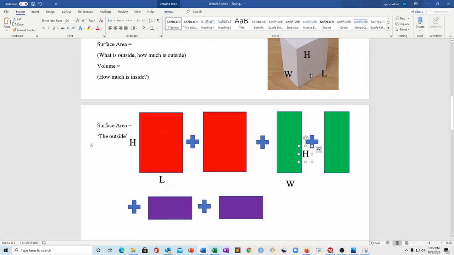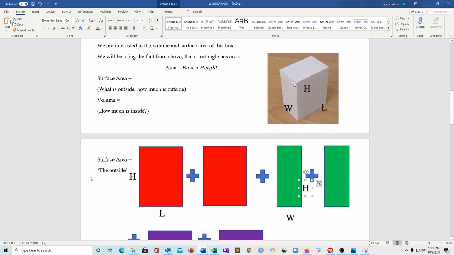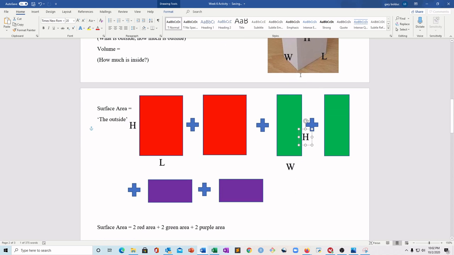Okay, and then lastly, this top and bottom right here is a length and a width. So we can grab this one. That's a width. Let's put that back over here. And then we need a length because it's the base. Let's grab that and put it here.